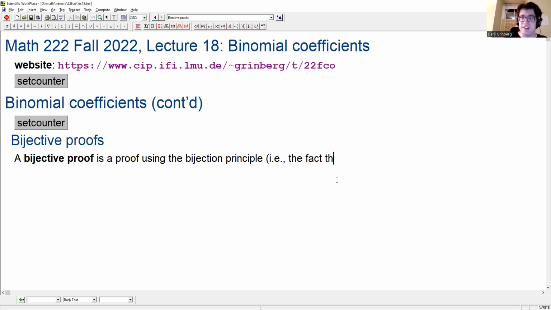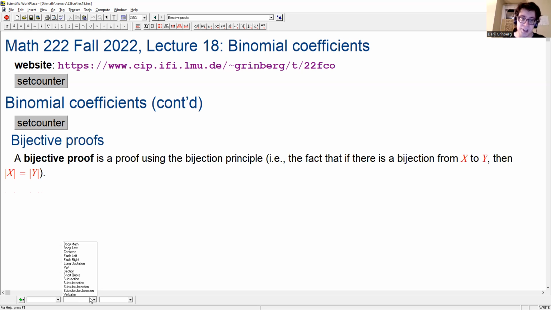So the fact that if there is a bijection from X to Y, then the sizes are equal. So this principle can be used to prove lots of combinatorial identities, in particular binomial ones. Basically, whenever you have an identity where each side is the size of a set, you might ask yourself, could this actually follow from a bijection between the sets? And often enough, the answer is yes. Not always, but often. And sometimes these proofs are the easiest available proofs.